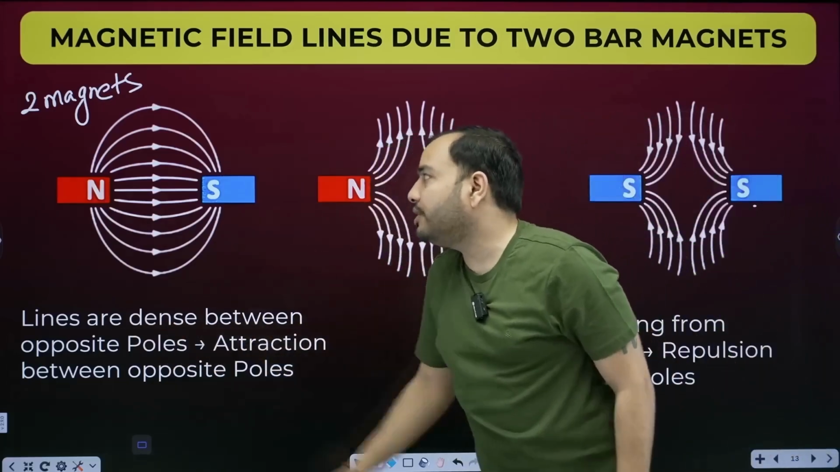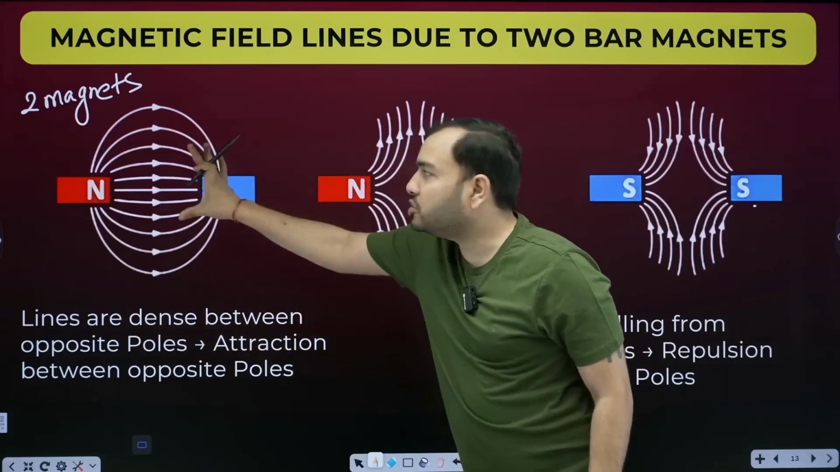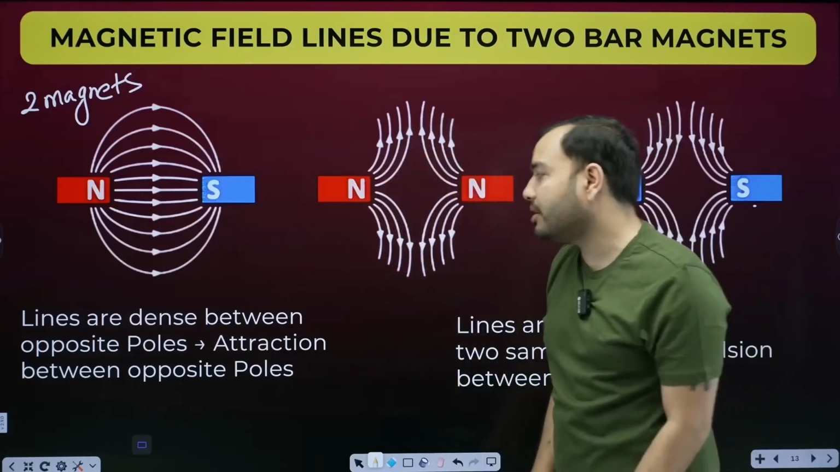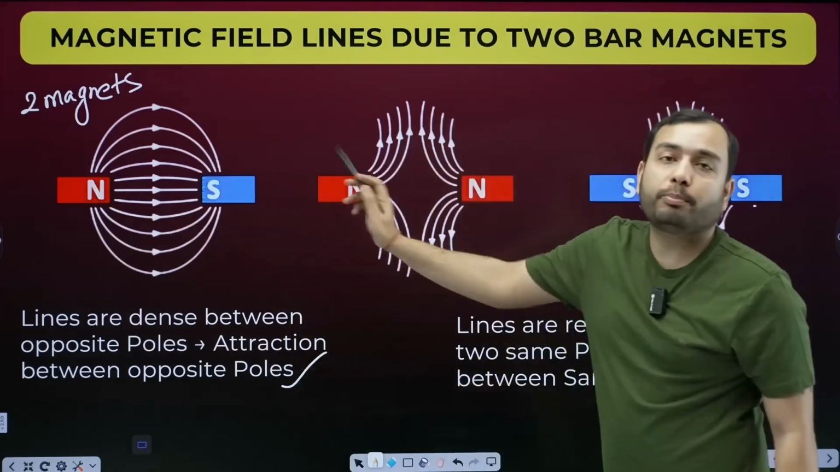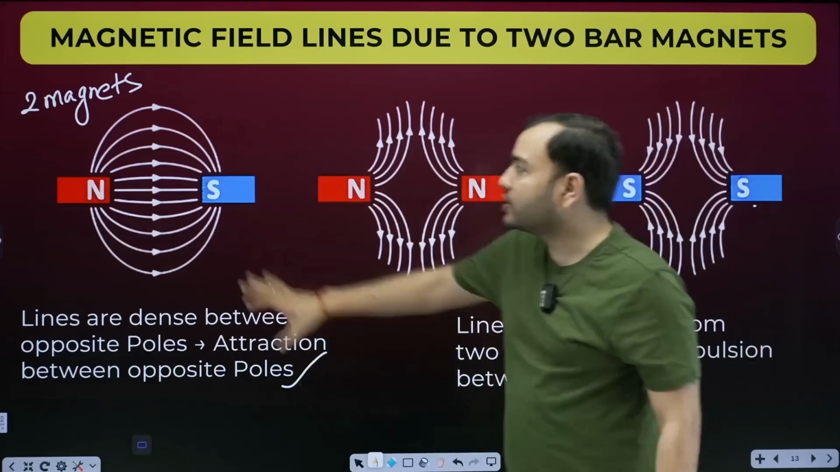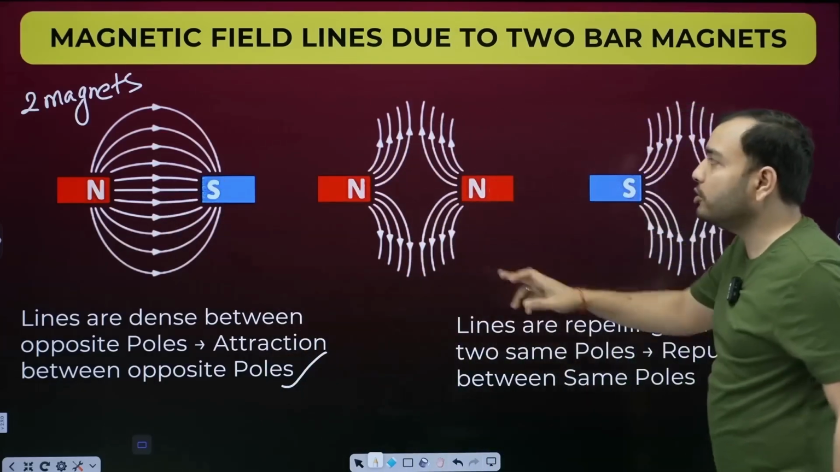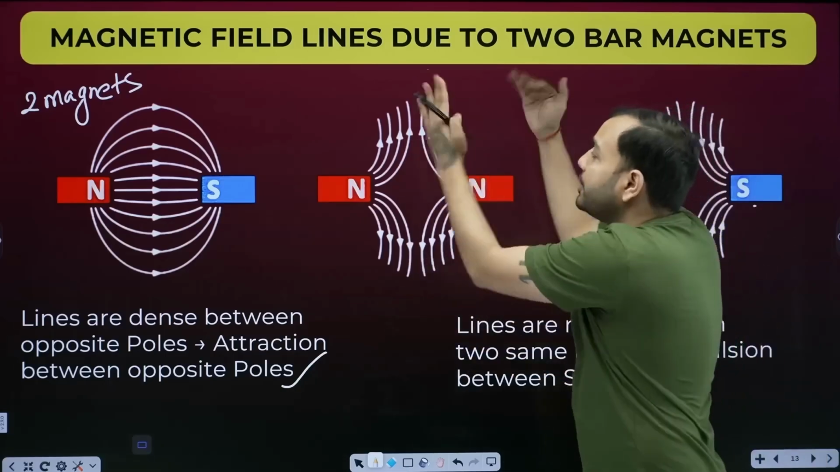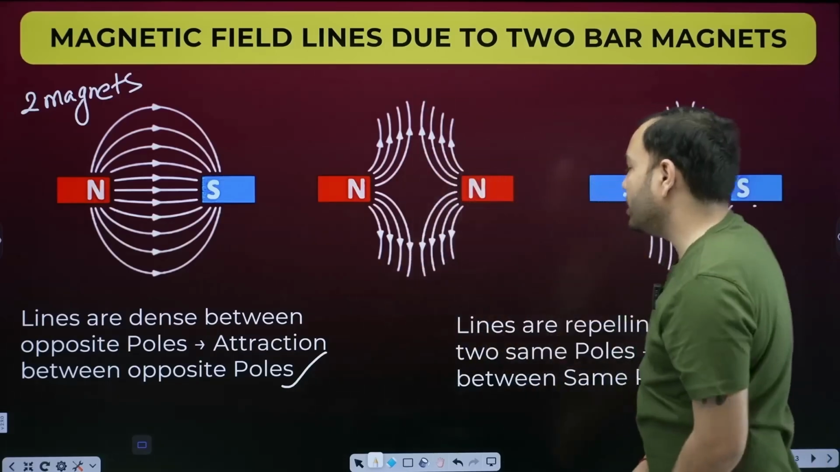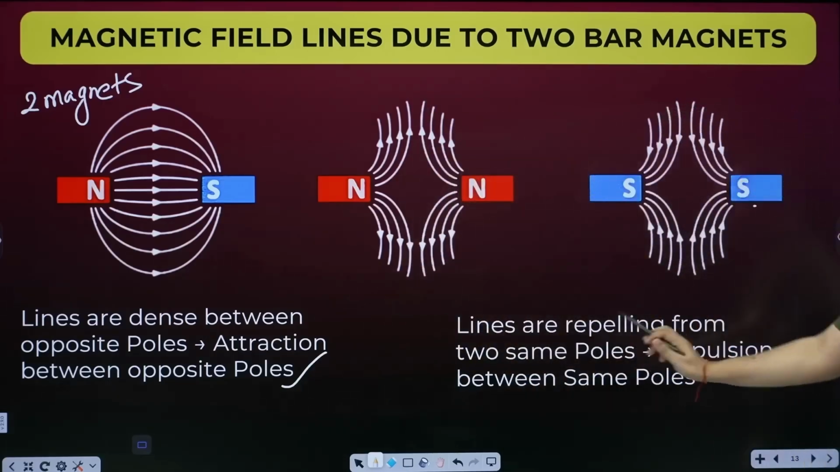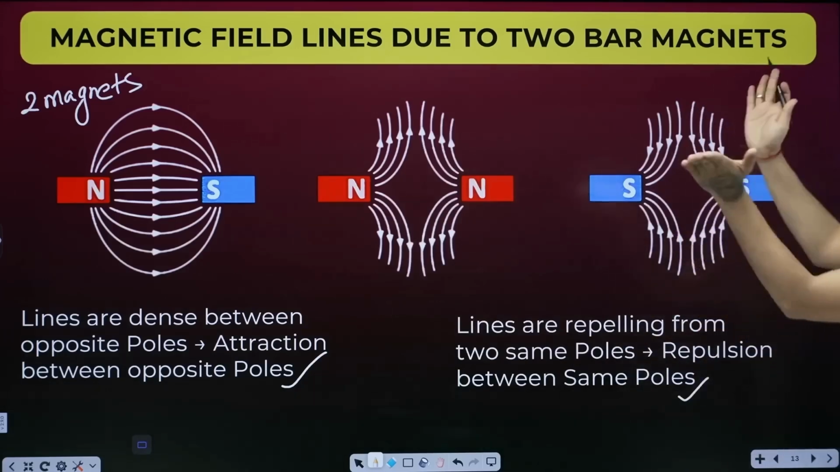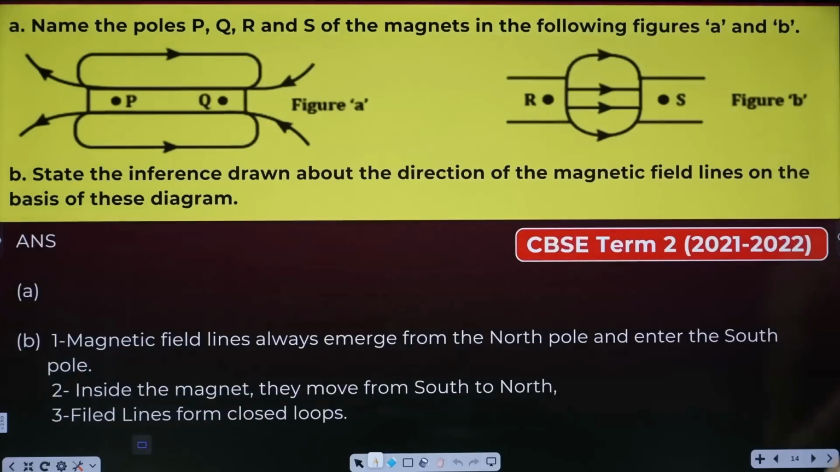This is done. So what is it showing, beta? That lines are dense between opposite poles. When there are opposite poles, the lines are completely filled in the middle. Meaning what is it showing? Attraction between opposite poles. These lines between opposite poles are absolutely stuffed. But when they are the same poles, there are no lines in the middle. Lines also repelled. So what is it showing? Lines are repelling from 2 same poles. Repulsion between same poles. Is it clear?